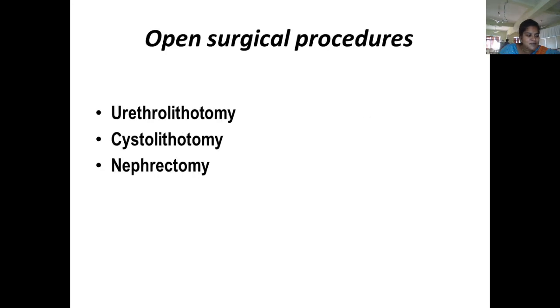Coming to some of the surgical procedures: lithotomy, cystolithotomy, and nephrectomy. These are procedures related to cysto, meaning bladder, and ureter. Within the bladder, the stone can be blasted. And nephrectomy is a procedure where the kidney is opened and the stone is removed.